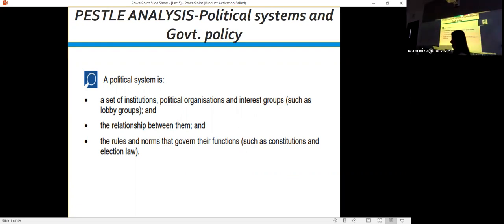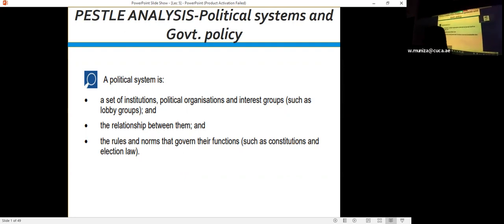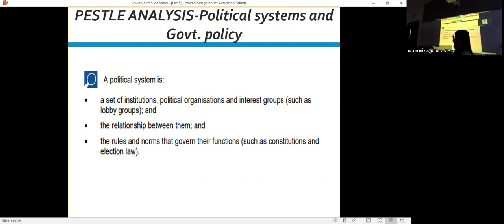Got it? So what is a political system? It is not just the government of the country, but it is a set of institutions, political organizations, and interest groups such as lobby groups. Sometimes outside the boundaries of the organization, some organizations work hand in hand. They create a lobby against certain unfair government policies, etc. So these are known as lobby groups, and they are also going to exert pressure on the organizational policies. So in a political system, the organizations need to analyze what different institutions can have an effect on the operations of the organization.